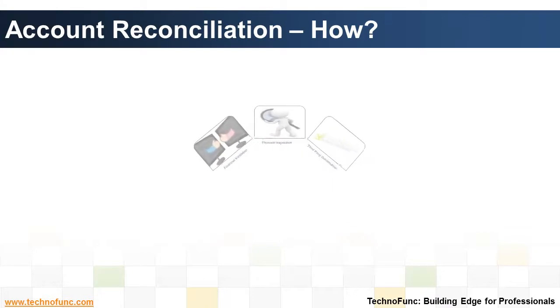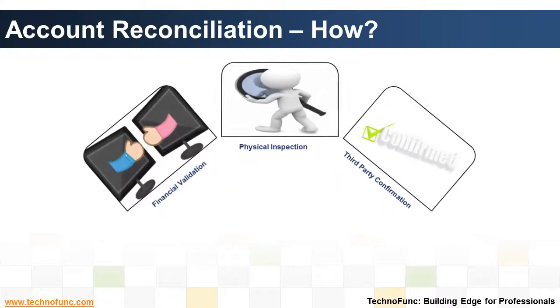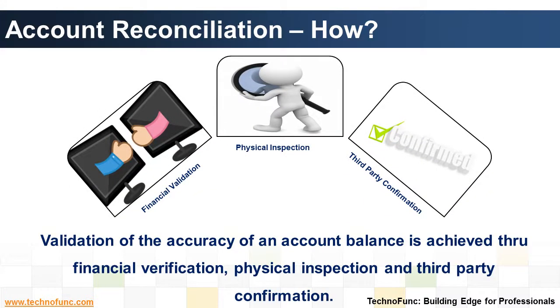Account reconciliation process. Validation of the accuracy of an account balance is achieved by doing financial verification as well as physical inspection. Confirmation is done with other parties and or other procedures are performed on a periodic basis to complete the reconciliation process.